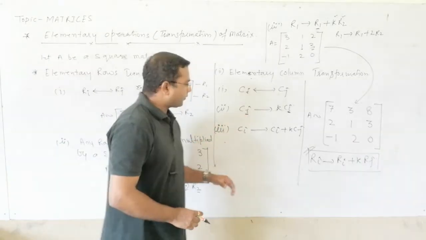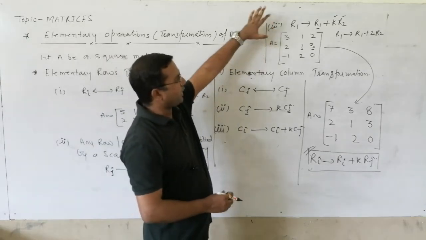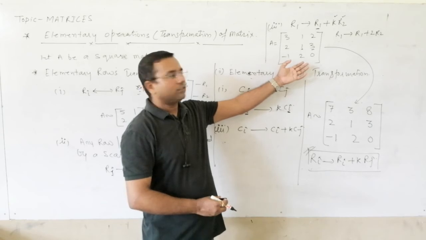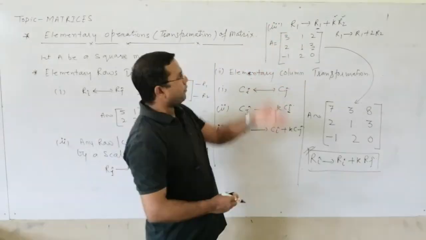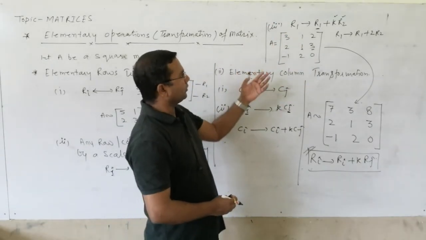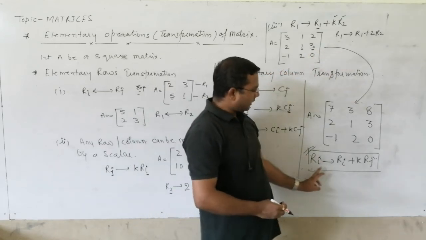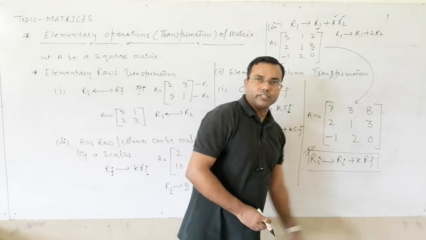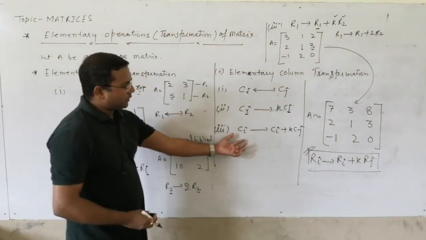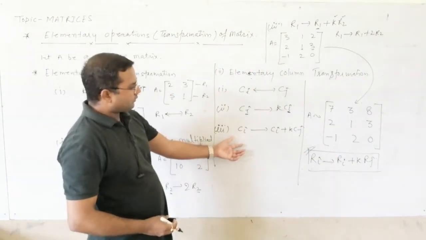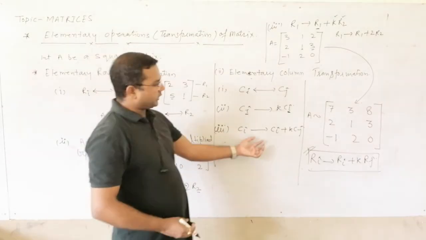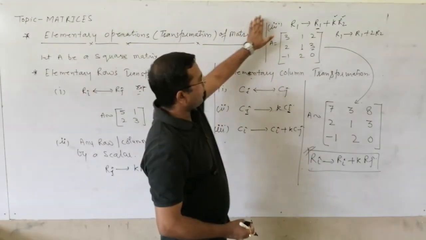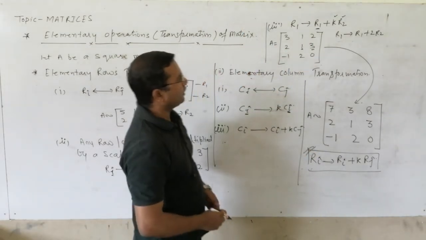Similarly for columns. And the third operation is also very important. Any row we can multiply by any scalar and further add in any other row. This operation is represented by changing Ri to Ri plus K Rj. Similarly, the operation can be applied for the column also: Ci changed to Ci plus K Cj. Here I have explained how we apply this third operation.